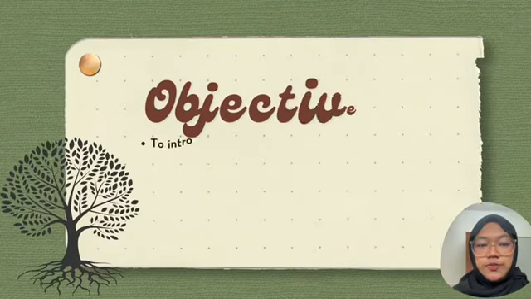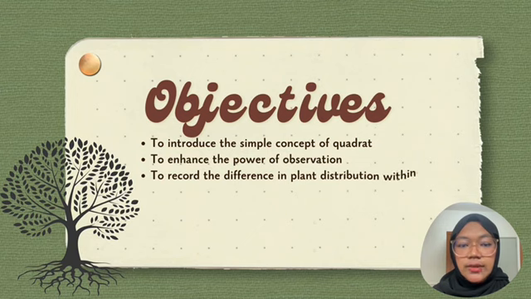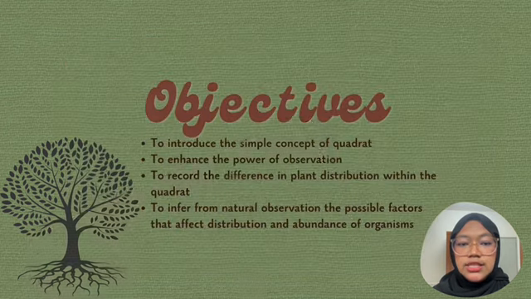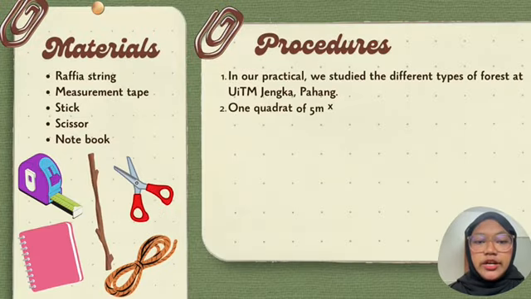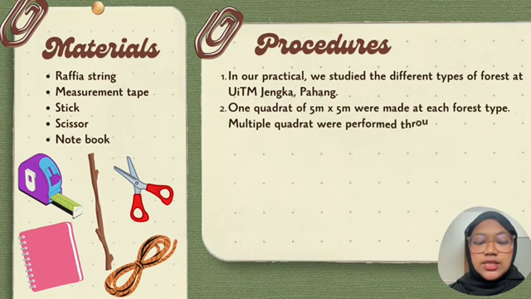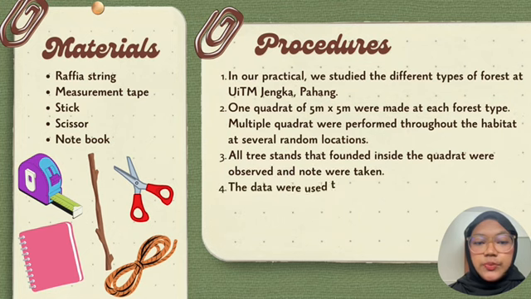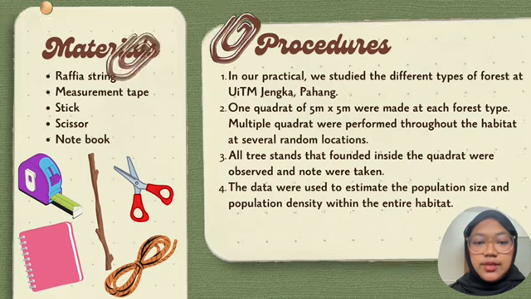The objectives in this practical are to introduce the simple concept of quadrat, to enhance the power of observation, to record the difference in plant distribution within the quadrat, and to infer from natural observation the possible factors that affect distribution and abundance of organisms. These are the materials that we use in this practical: raffia strings, measuring tape, stick, scissors, and notebook. And these are the procedures of this practical, and the next video will show the activity of what we have done in this practical.